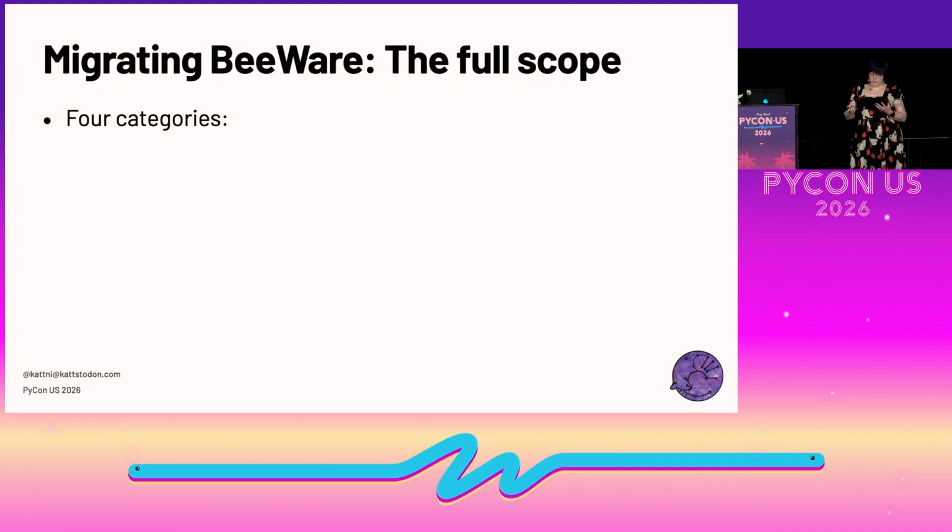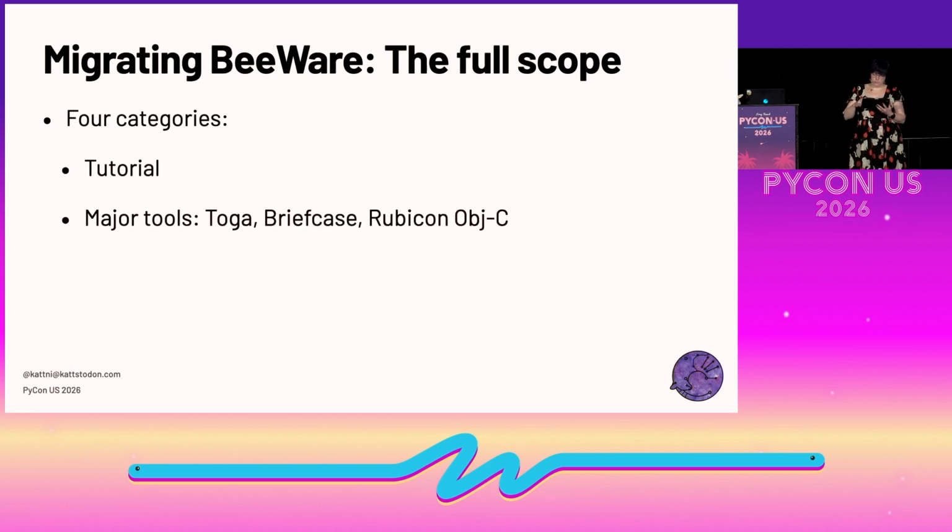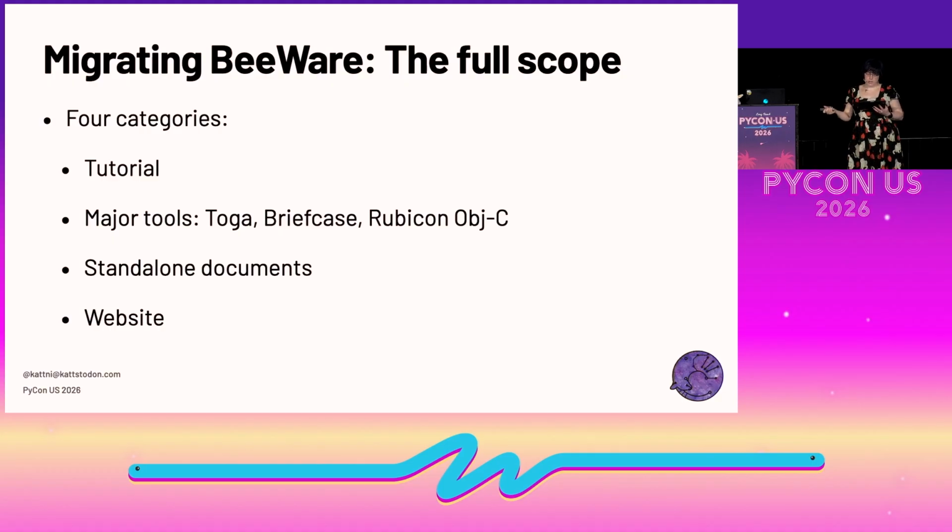The Beeware documentation infrastructure falls into 4 general categories: the tutorial, the 3 major tools, Toga, Briefcase, and Rubicon Objective-C, various standalone documents, and the website. This documentation structure may not necessarily be representative of your situation, as many projects only have one set of documentation. I'm going to share my experience shifting the Beeware documentation infrastructure from REST and Sphinx to MkDocs and Markdown.